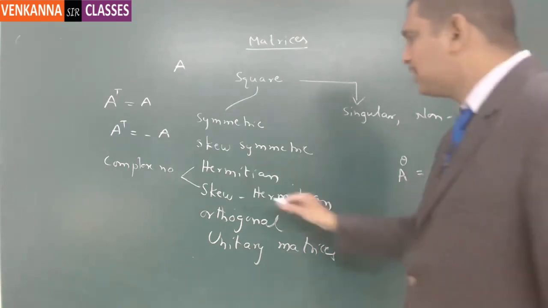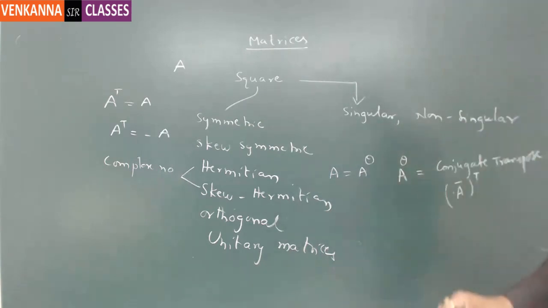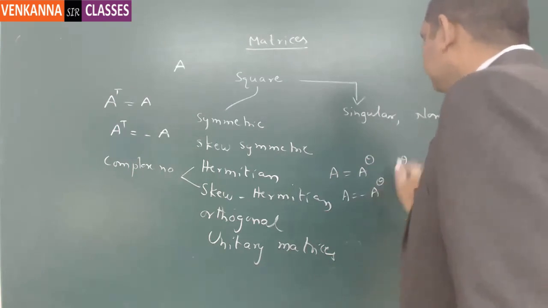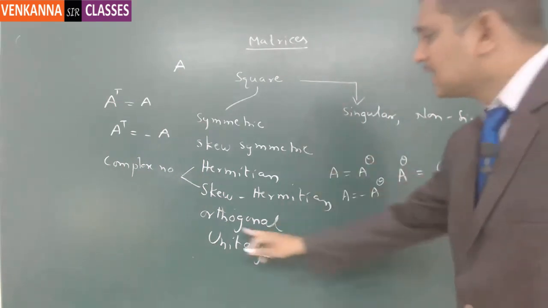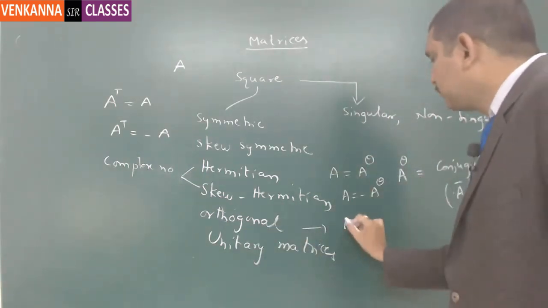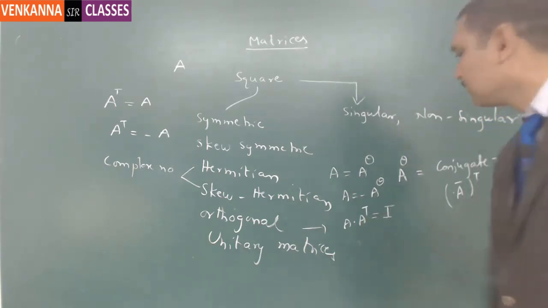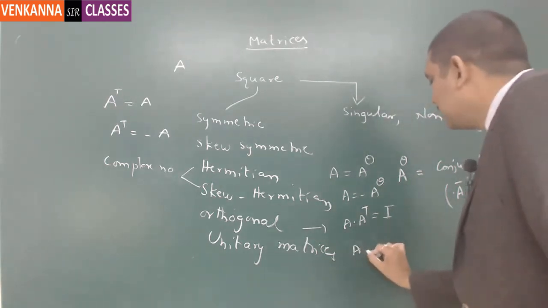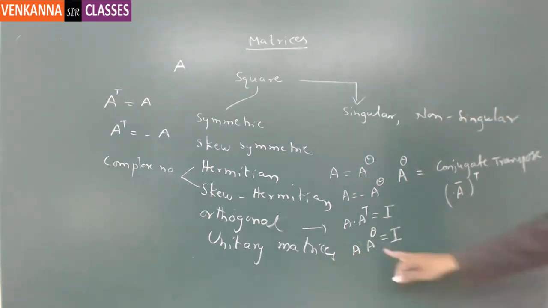So we say that it is a Hermitian matrix if A is equal to A power theta. We say that it is skew Hermitian if A is equal to minus A power theta, or A power theta is equal to minus A. A square matrix, we call it orthogonal if its inverse is nothing but its transpose, A into A transpose is equal to I. A square matrix is called unitary if A into A power theta is equal to I. Its inverse is nothing but A power theta.